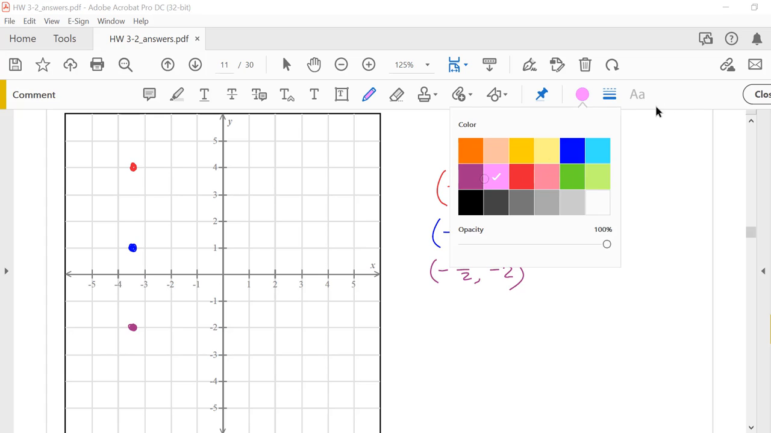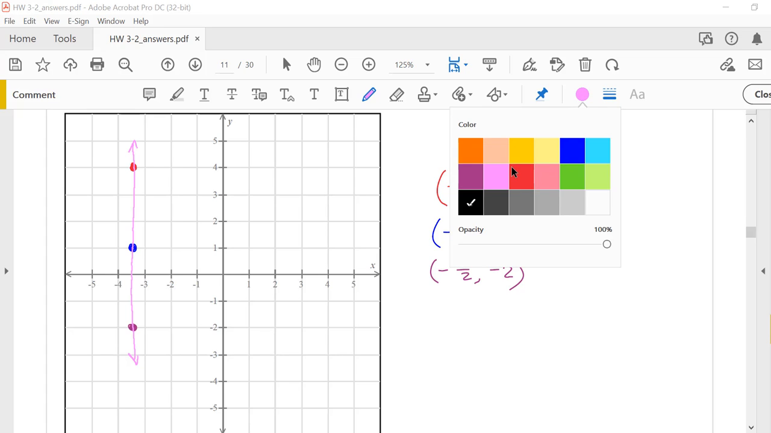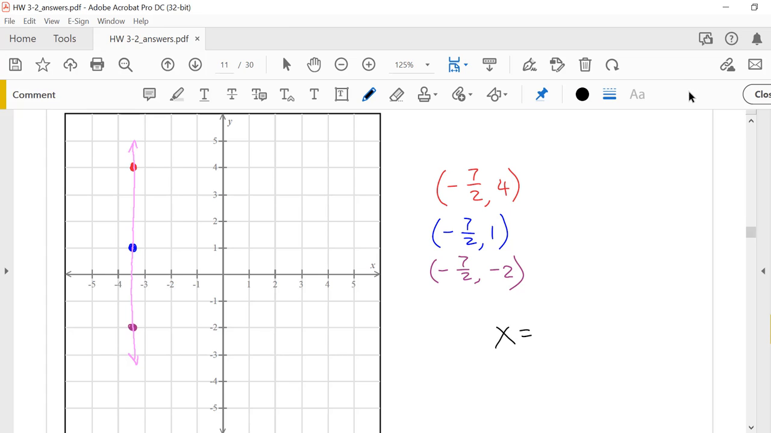So my line goes through these 3 points, and you'll notice that x equals -7/2. So our equation x equals a number is going to be a line that runs up and down. This is called a vertical line. Vertical line.